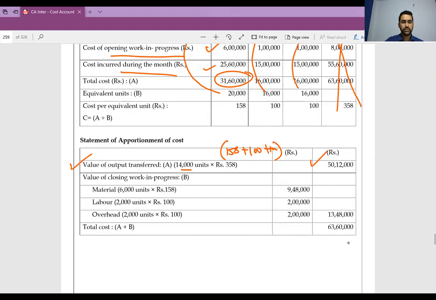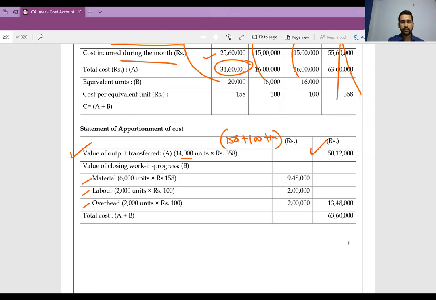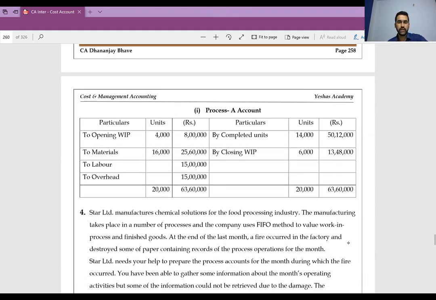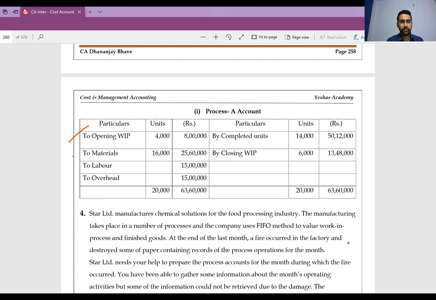This is transfer. And then closing WIP: material, labor, overhead. This is coming from step 1, this is coming from step 2. You multiply the numbers. Actually this total is not needed. You will never write 63 60 000. You will write this in one place, this in the other place. Last thing they have asked is the process account. See here, process account: opening WIP, material, labor, overhead. Completed units, you can write it as transfer. Closing WIP, and the ledger account will balance.